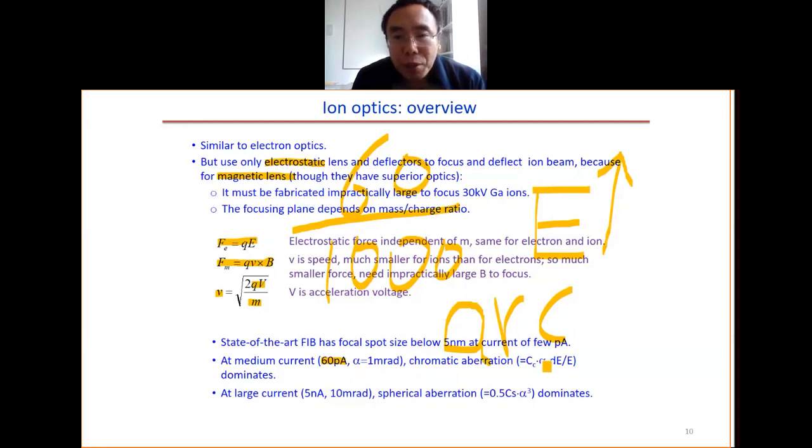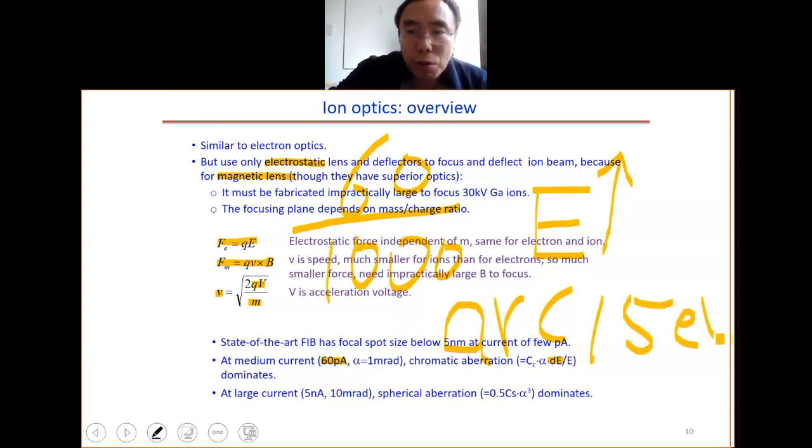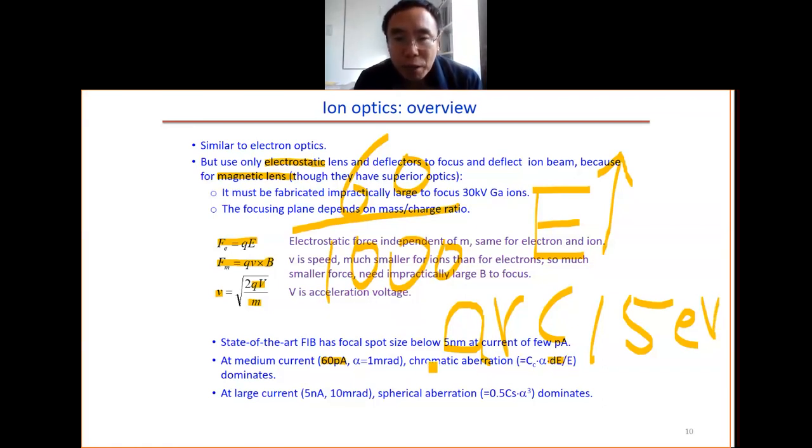Now we have chromatic aberration, because for the ions this delta E value, as we just talked about, goes up to 15 electron volts, which is too high. So we have a very large energy spread, and we get chromatic aberration. When we have even larger current, we get spherical aberration, which is proportional to alpha cubed. Obviously, a larger current means a bigger angle, so this goes up very quickly. As a result, spherical aberration will be more significant than chromatic aberration when we have large current.